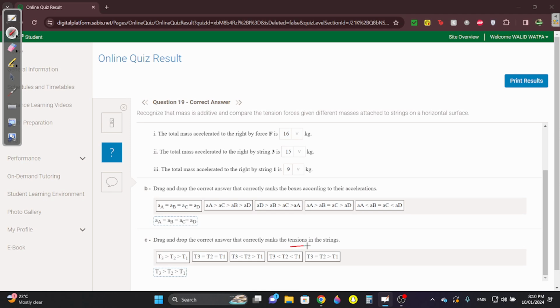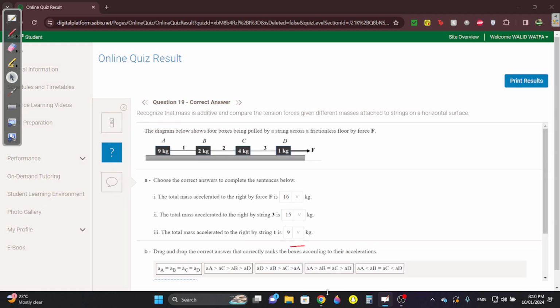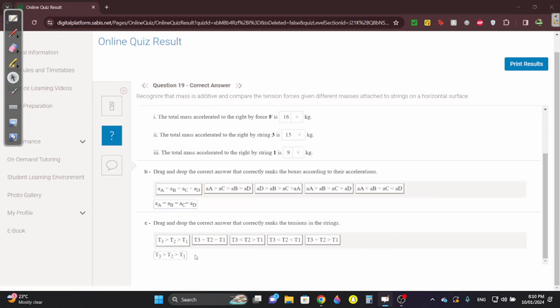Here they're talking about the tension forces, the forces of each string. Obviously, the force that string 3 is pulling is going to be greater than the force that string 2 is pulling, and greater than the force that string 1 is pulling. Because string 3 is pulling all these, string 2 is pulling just these, and string 1 is just pulling this one. So obviously the force of string 3 is going to be greater than 2, and 2 is going to be greater than that of 1.